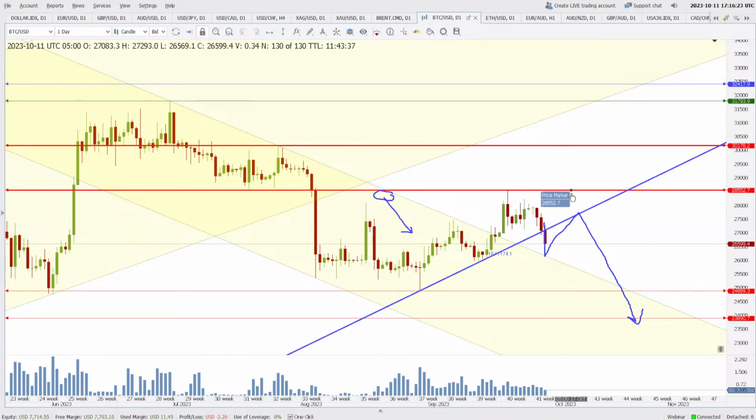Well, where is the resistance now? 28,550 the resistance. Where is the support? Horizontal levels I'm talking about. 24,889 may be a good support for the Bitcoin in the coming time.